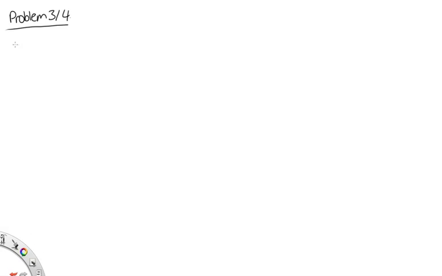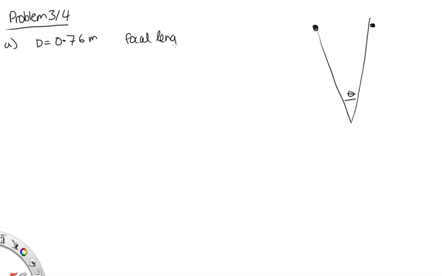This problem, part A, states: how small is the angular separation, theta, of two stars if their images are barely resolved by a telescope with a lens diameter of 76 centimeters, so 0.76 meters, and a focal length of 14 meters. And we're told we can assume lambda is equal to 550 nanometers.